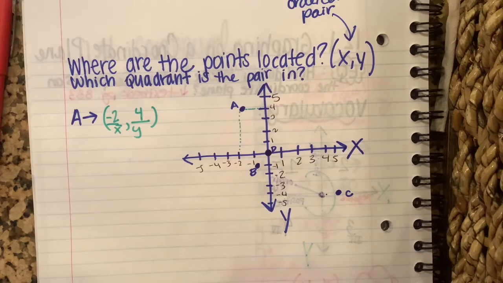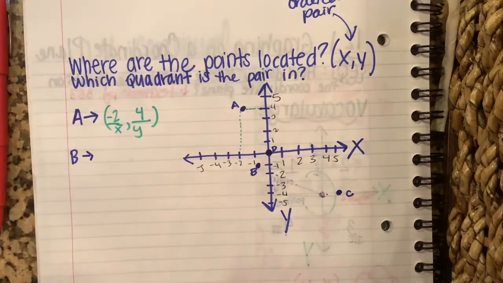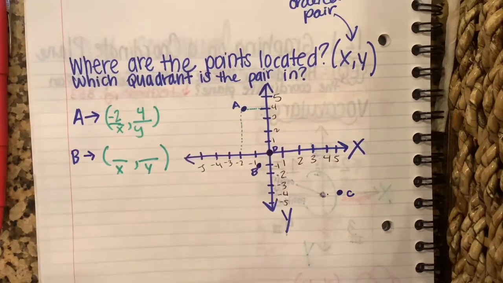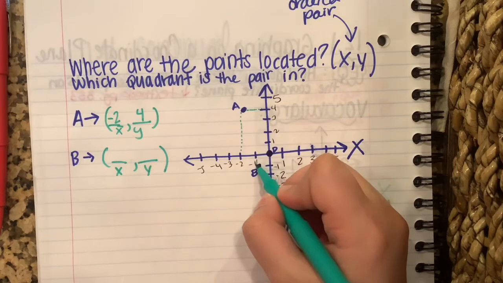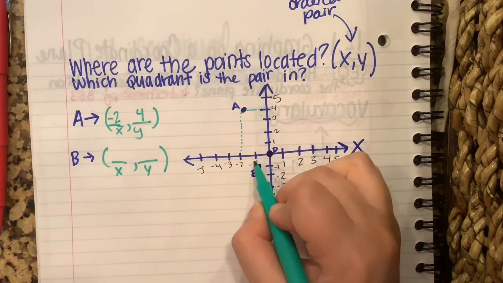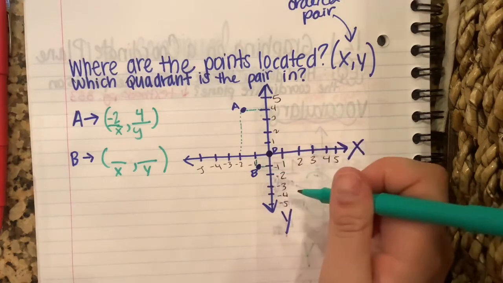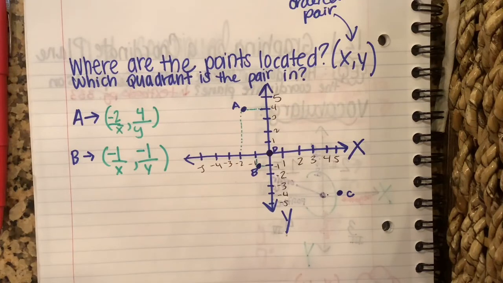Let's move on to point B. Same thing here. I need my x-coordinate and my y-coordinate. And I'm starting with my x. Well, point B comes down to 1. So I've got -1 here, and then on my y-axis, I'm just dotting it over. I also have -1. So your coordinates for point B are -1, -1.